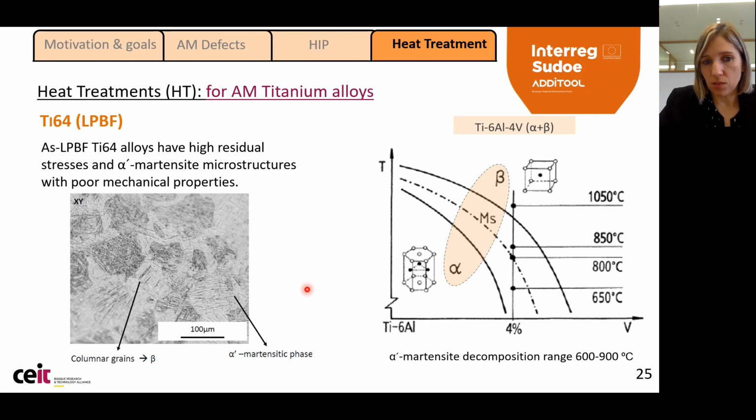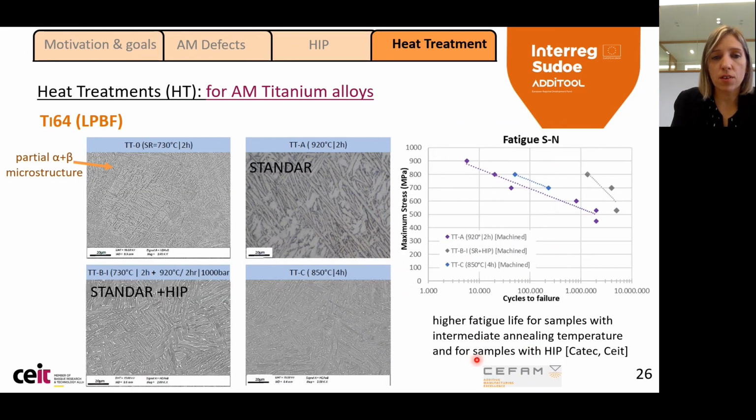Therefore, we have to heat treat this material. In this diagram, we see that the temperature range for the decomposition of alpha prime martensite is between 600 and 900 degrees. So we had a project called CEFAM where we were trying to optimize these heat treatments. We used different temperatures: one low temperature, an intermediate temperature, and then the standard one that is used for titanium 6-4 in the standard or conventional manufacturing processes.